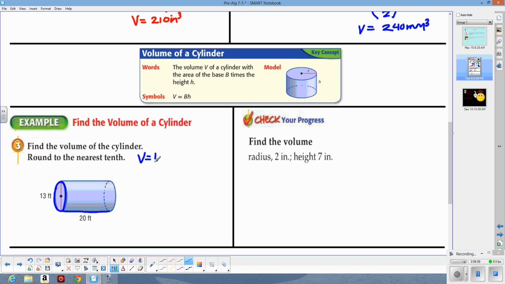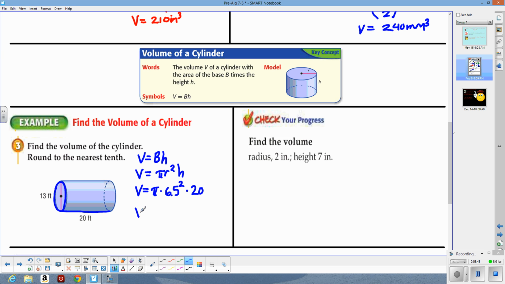Volume equals big BH. Now in place of big B, since it's a circle for the base, we're going to use the formula for area of a circle, which is pi r squared. And then we're going to take that answer times the height of the prism. Now plug in the numbers. Volume equals pi times the radius. The diameter is 13, so the radius is going to be half of that, which is 6.5, squared, times the height of the cylinder, which is 20.